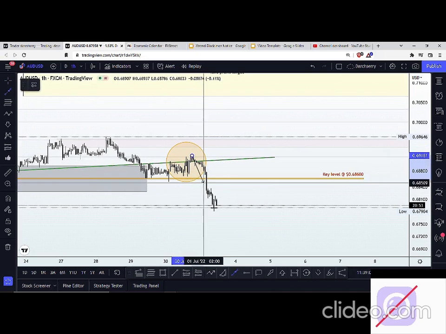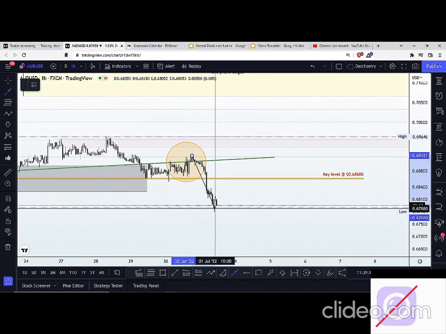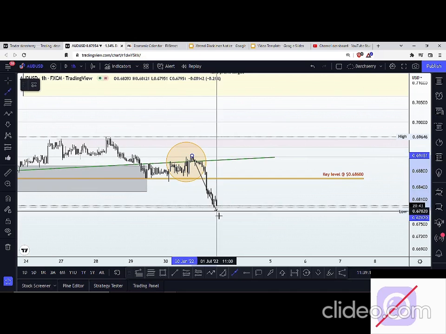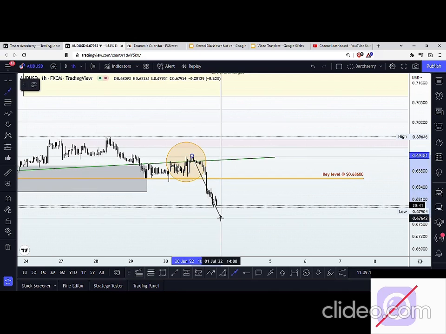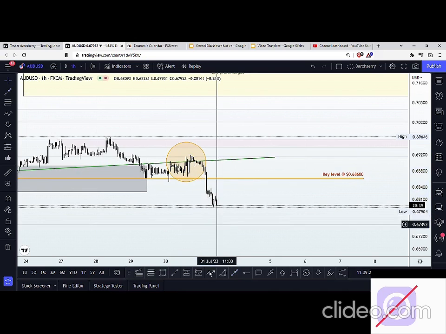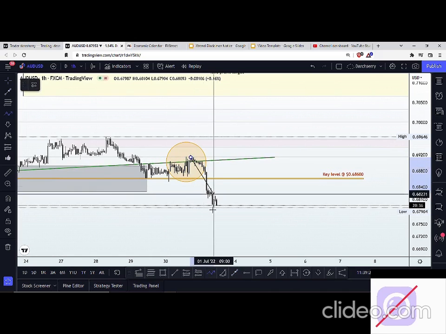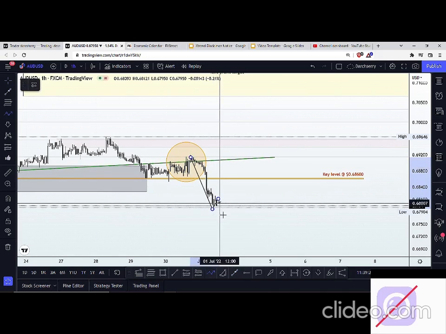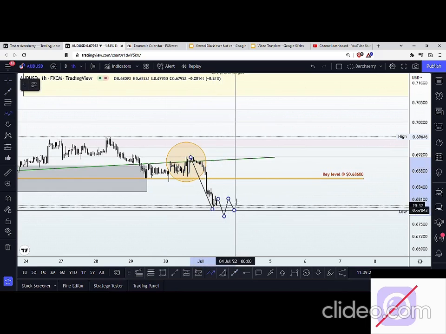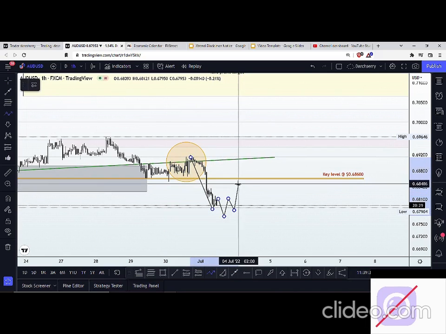So this impulsive move, the culmination of this impulsive move, is also very important for us to make a decision on this pair. If this impulsive move goes far down, then we want to be looking for a reversal pattern. It could be an inverse head and shoulders, it could be a double bottom, and a breakout of structure to confirm that the impulse leg has ended.